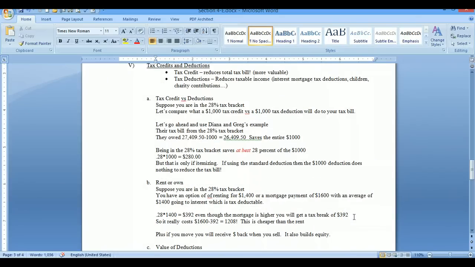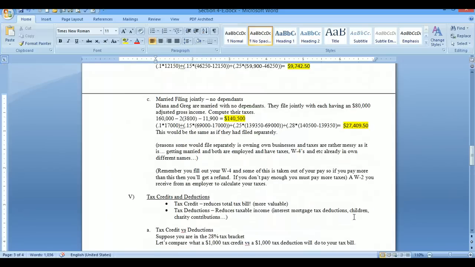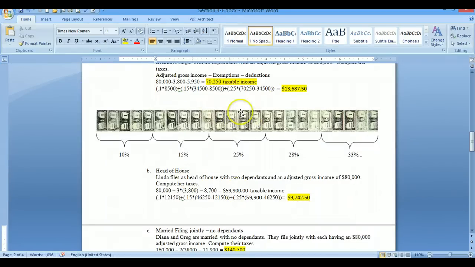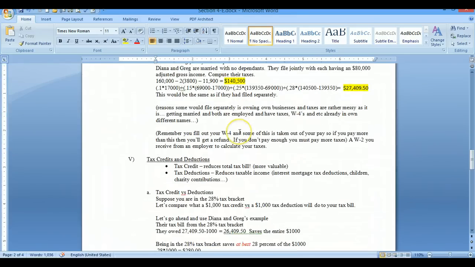A tax credit reduces the total tax bill, and they are much more valuable. The tax deduction reduces your taxable income, so you only get a percent off because it reduces only how much is in up here in this category. So you'll be reduced if it goes down by a little bit in here, you'll reduce your taxable income by 25% of that. So you only get a portion of it.